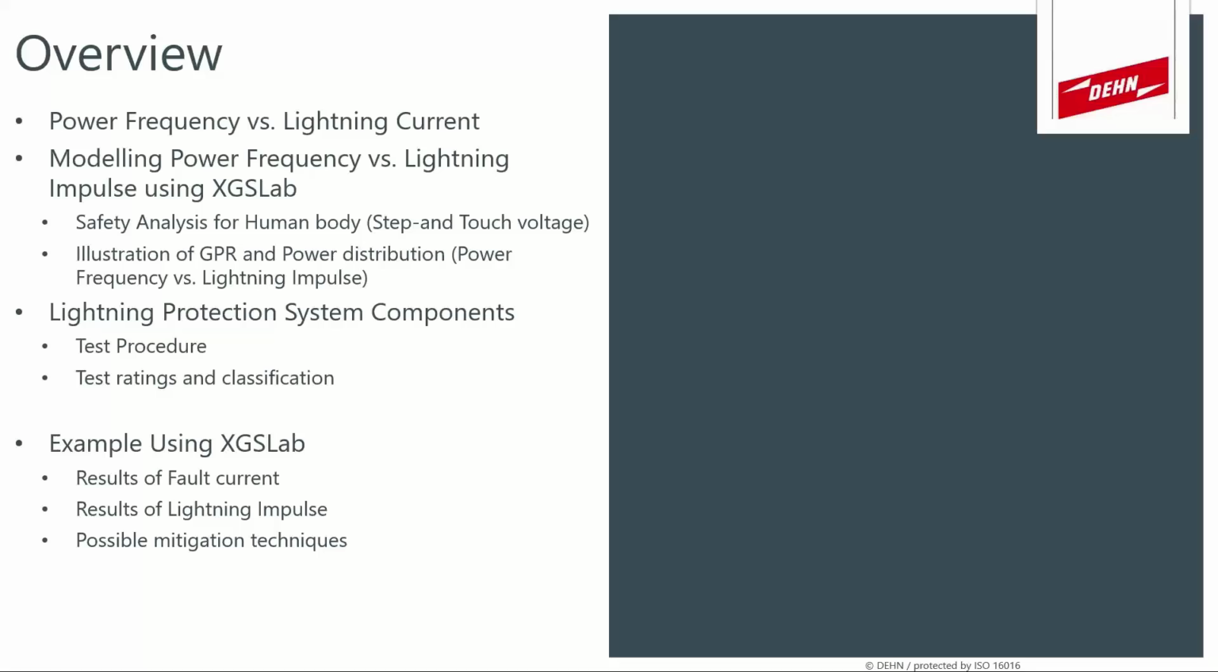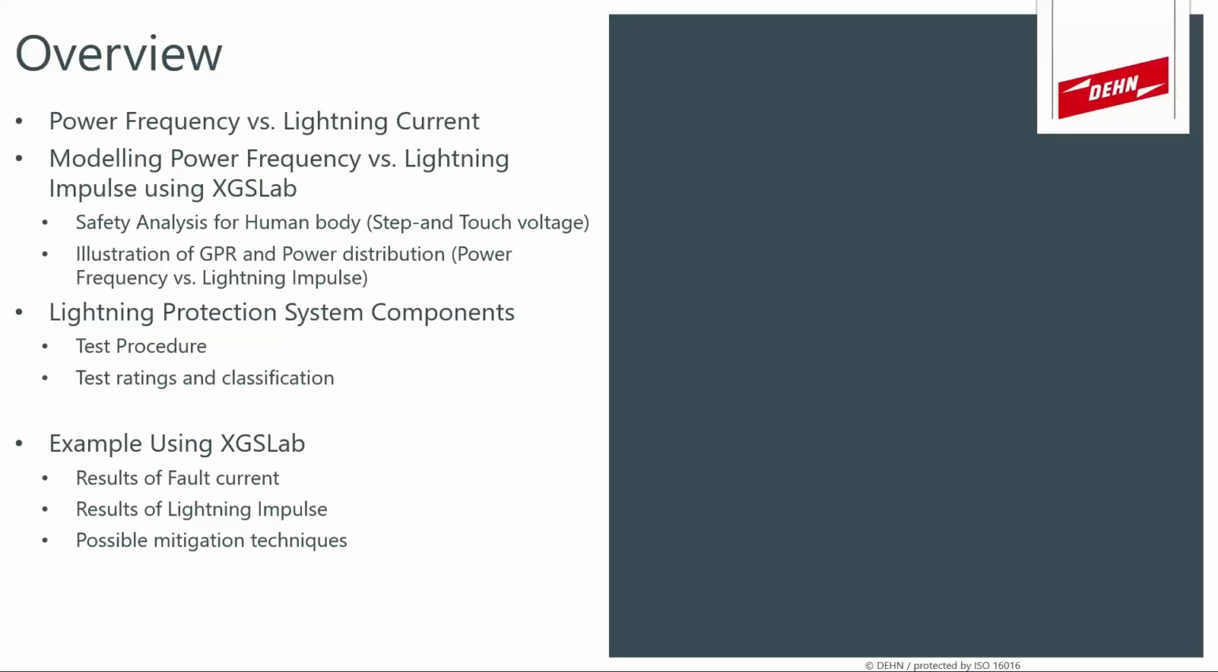During this, we will touch on the basics of safety analysis for human bodies, so step and touch voltage, which was discussed in a lot of previous Easy Power webinars. And then the illustration of the ground potential rise and power distribution and how it changes dramatically when injecting a fault current versus a lightning strike or injecting a lightning current.